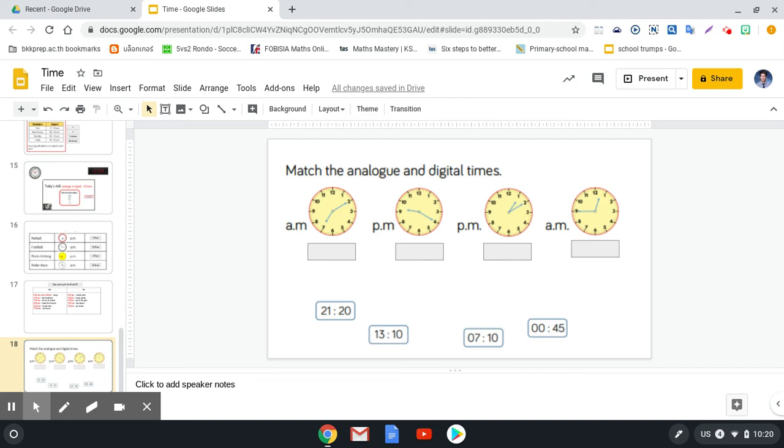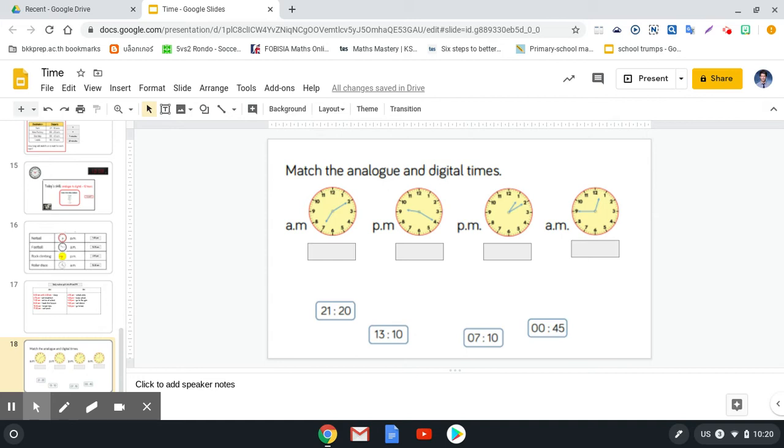So today we're looking at turning analog to digital on a 24-hour clock. What we're going to do here is match the analog clocks with the digital times below. You can see next to those clocks, they show AM or PM. Remember, that is the 12-hour clock system.